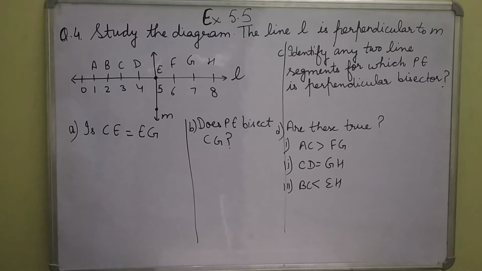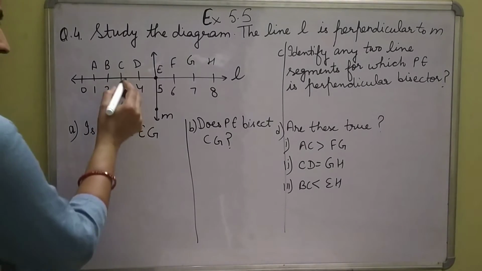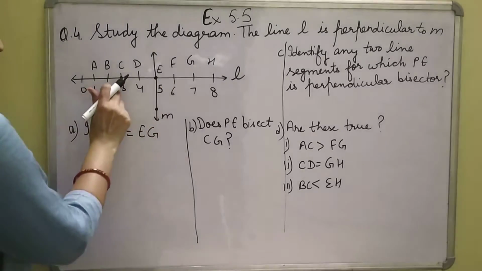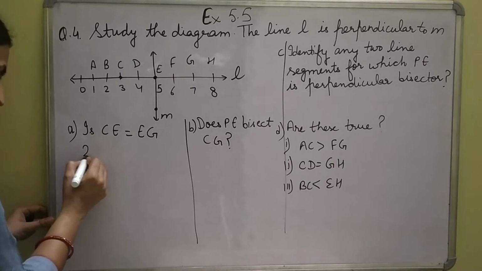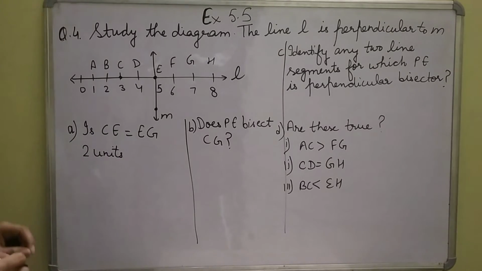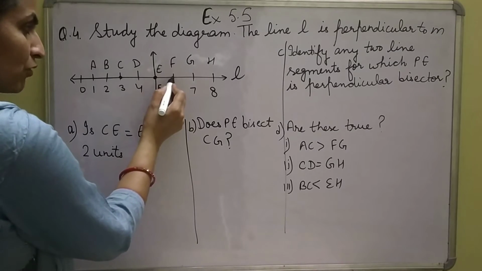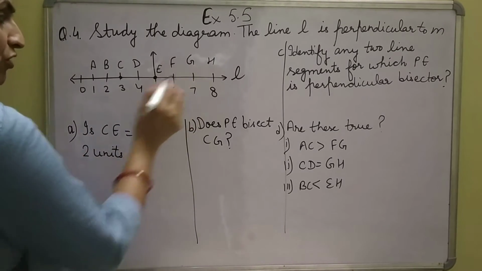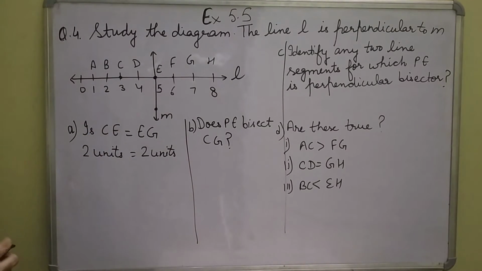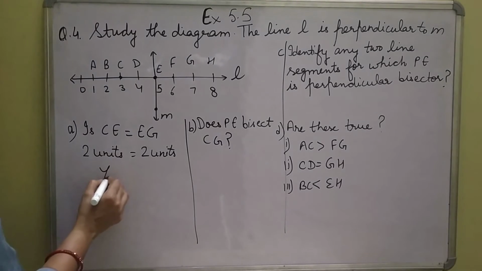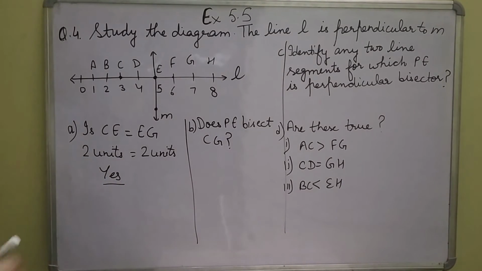Now we have to tell if CE equals EG. So let's find out. Where is CE? C to D is 1 unit, D to E is 2 units. So CE is 2 units. Now EG: E to F is 1 unit, F to G is 2 units. So EG is also 2 units. So is CE equal to EG? Yes, because they are at the same distance from E.